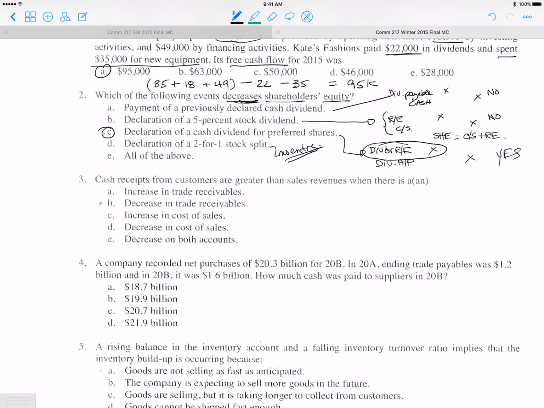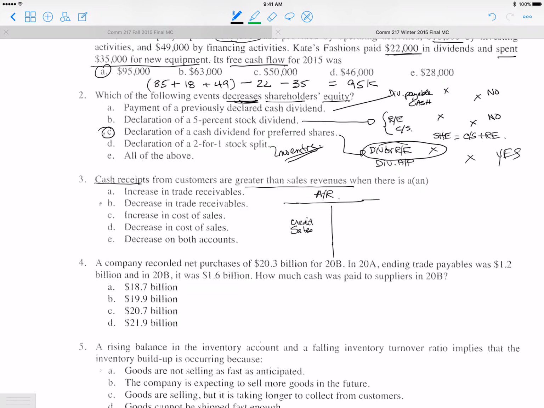Question 3, cash receipts from customers are greater than sales revenues when there is a... Okay, so they're asking us to see what the effect is on an account, either cost of sales or trade receivables, when cash receipts are greater than sales revenues. Okay, so let's look at our accounts receivable. Let's spend a bit of time looking at this account. So in terms of debits and credits, any debits to this account are sales, right? Credit sales.